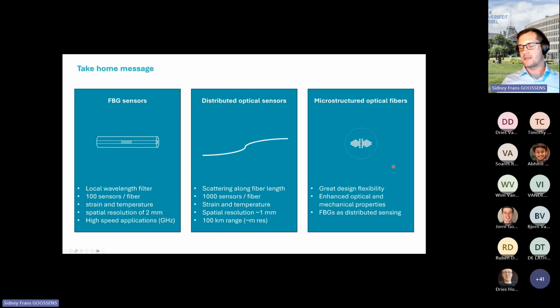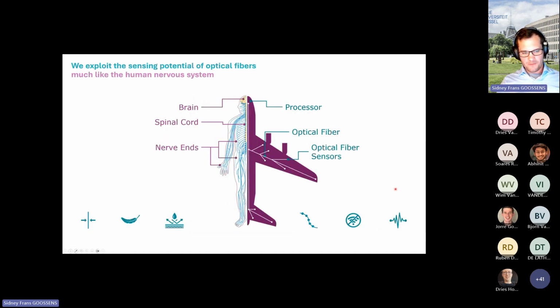And then we also had a look at the microstructured optical fiber sensors. So they have great design flexibility for enhancing, on one side, the optical properties of the fiber, but also the mechanical properties, as we saw in the previous slides. And they can be used in combination with FBG sensors as point sensors, or with distributed sensing as well. So I hope with this session that I convinced you of the advantages of optical fiber sensors and how we would like to use them for asset monitoring, being the nervous system of that asset.